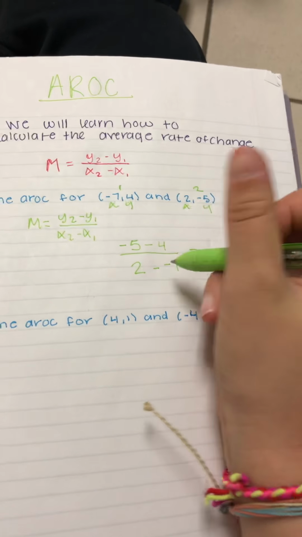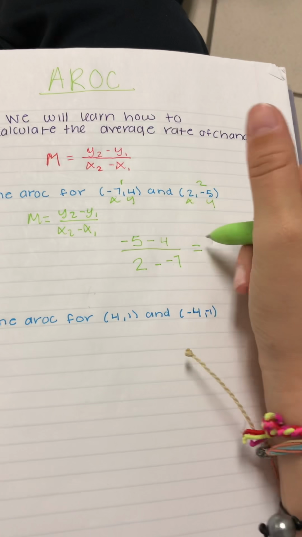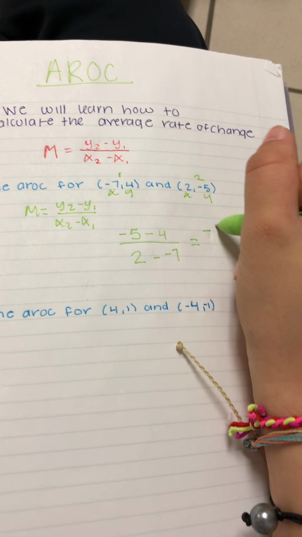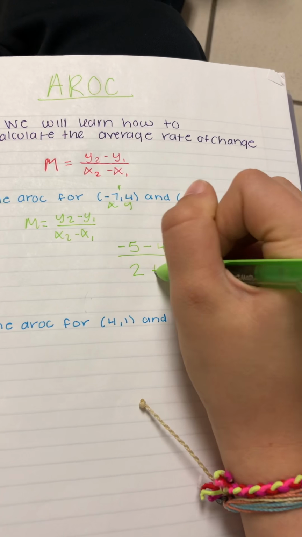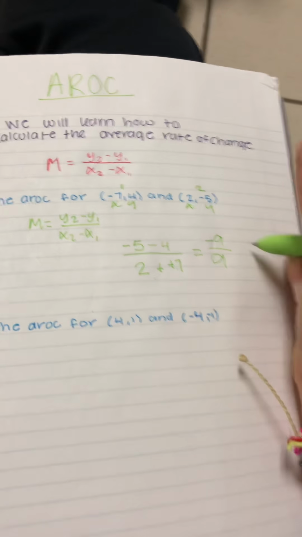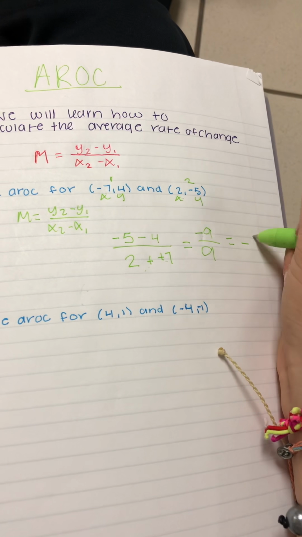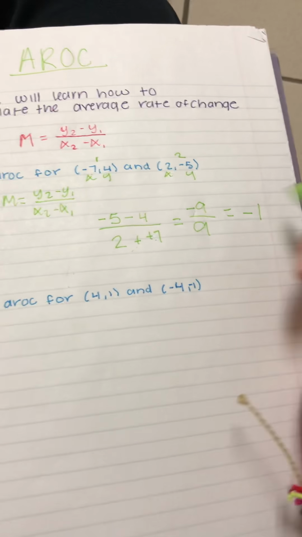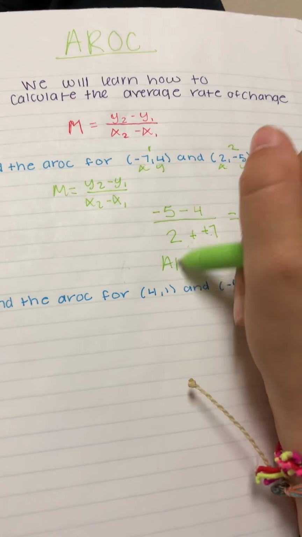And then we'll solve. So this is negative 9. And you have the two negatives change to plus, which would be 9. And this will equal negative 1. And there is our average rate of change.